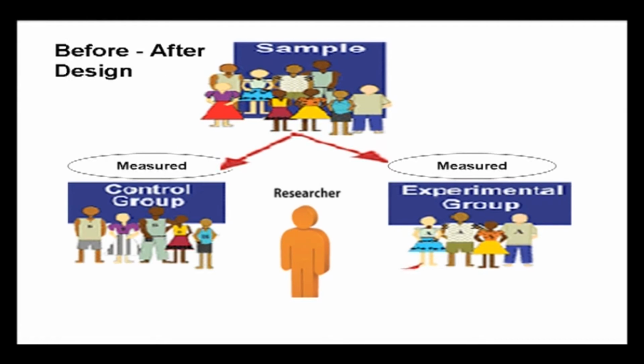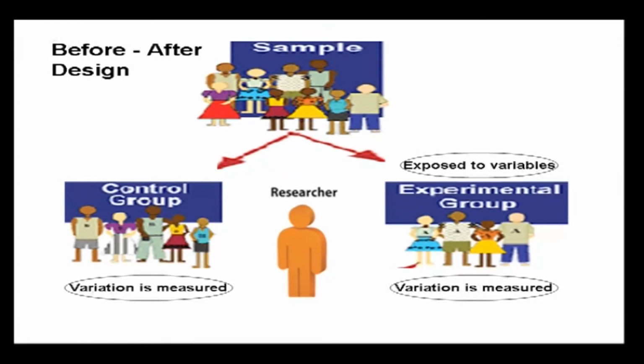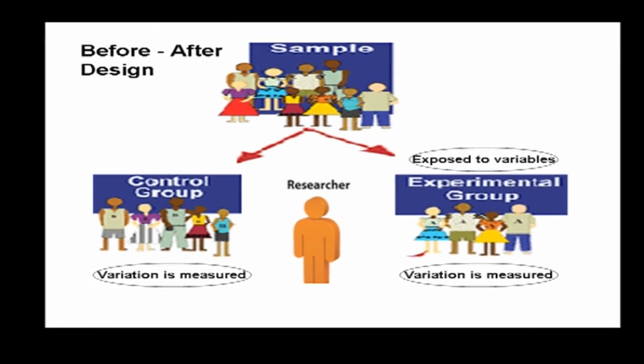Before after experimental design. In before after experimental design, randomization is done as explained earlier. In this design, both the control and the experimental groups are measured before the exposure of the experimental group to the experimental variable. Then the variable is introduced. The measurement is done after the experiment for both the groups after the introduction of the experimental variable. This ensures the reliability of the experiment.